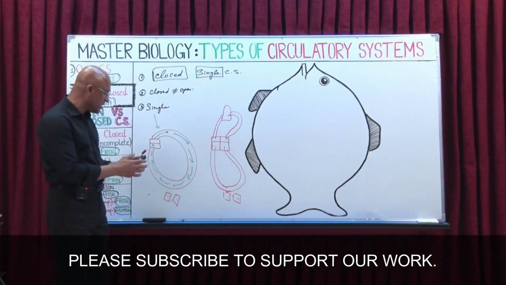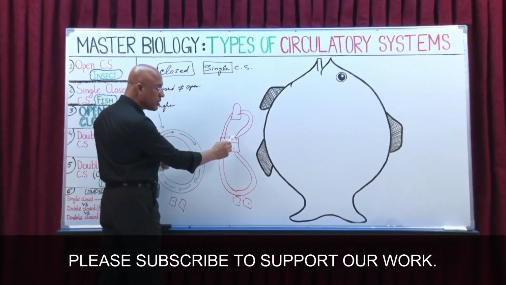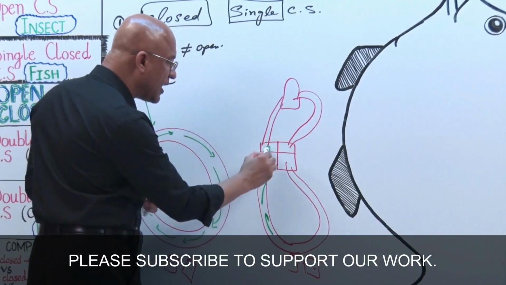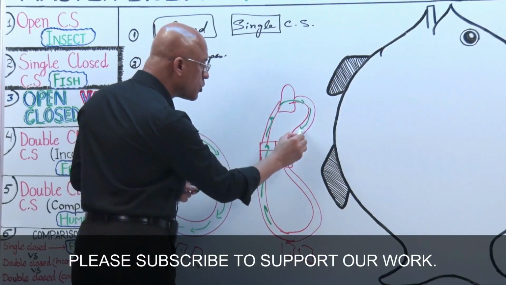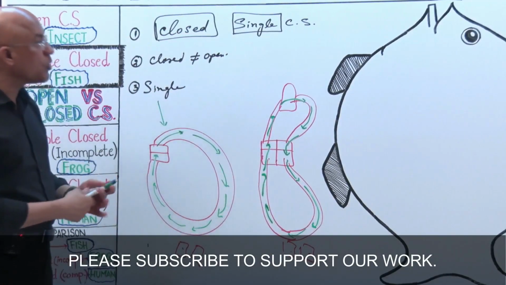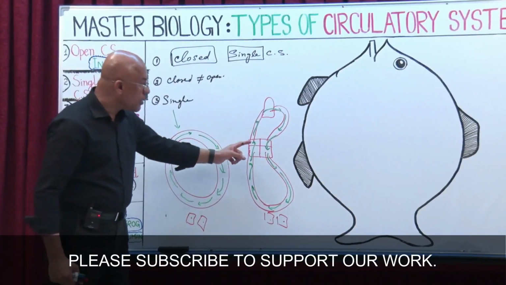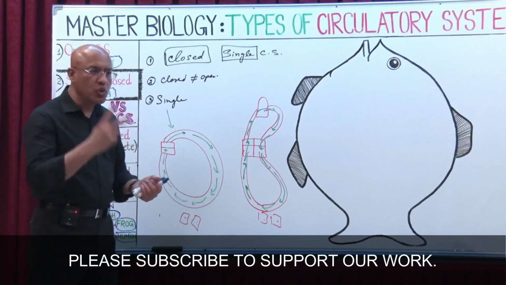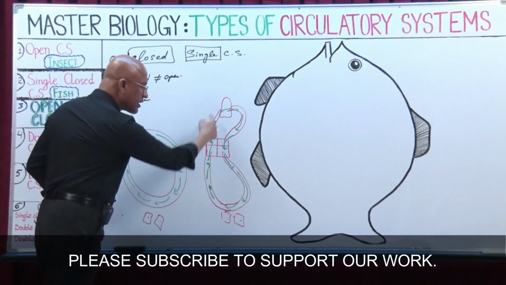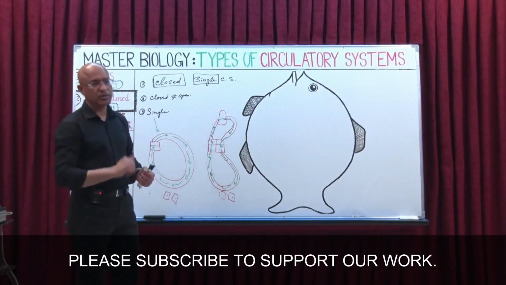Now you can see that here, during one cycle, the circulatory fluid passes through the heart how many times? Two times. It is passing through the heart two times. When circulatory fluid like blood in an organism passes two times through the heart during one circuit, one complete cycle, then we say this is double circulatory system.